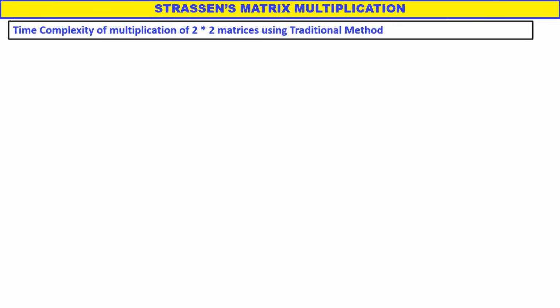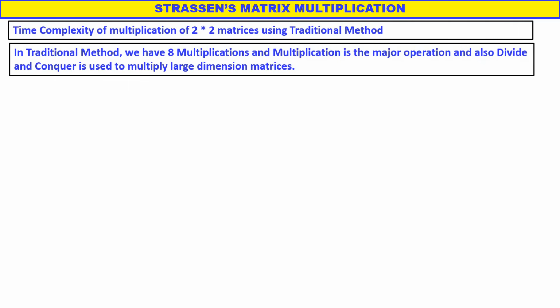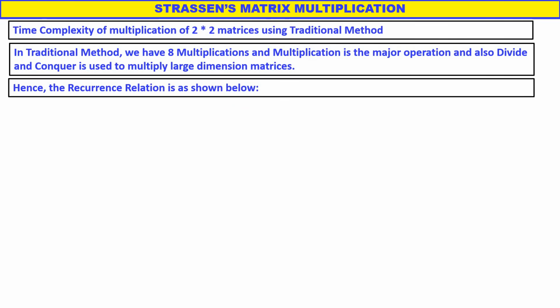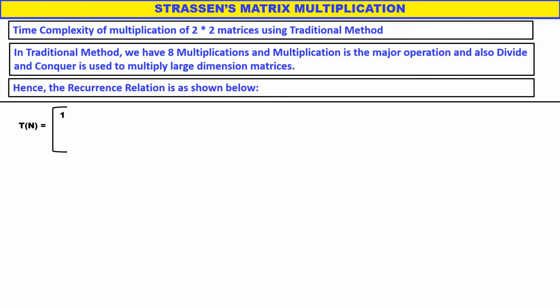It saves time. Now, let us take the time complexity of multiplication, first using the traditional method. In the traditional method, we know there are 8 multiplications, and multiplication is the major operation. Also, divide and conquer is used to multiply large dimension matrices. All this we know. So, the recurrence relation can be written as follows. It is 1 if n is 1, otherwise 8 into t of n by 2, because 8 multiplications, and because we again apply divide and conquer.